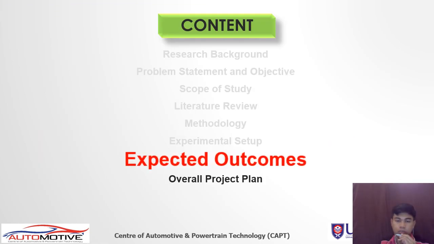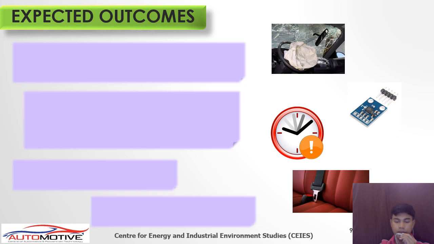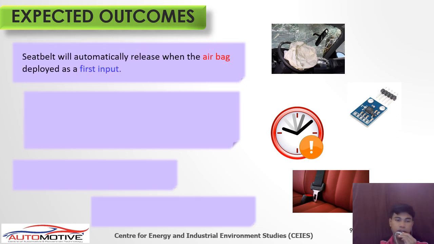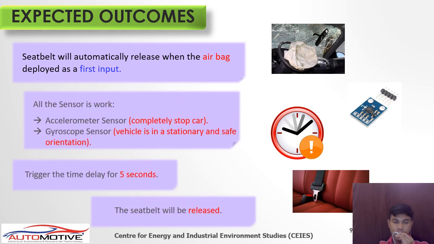The outcome from this project is, first, the seatbelt will automatically release when the airbag is deployed as the first input. All the sensors work. First, the accelerometer sensor will detect the completely stopped car. Second, the gyroscope sensor will sense that the vehicle is stationary and in a safe orientation. Next, all the sensors will trigger the time delay for 5 seconds. And lastly, the seatbelt will be released.